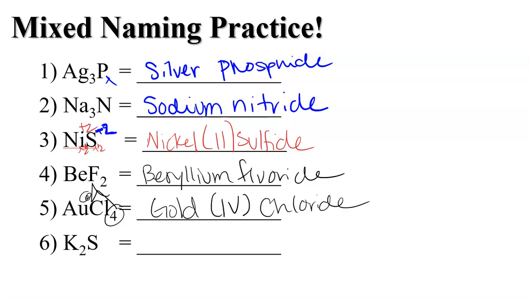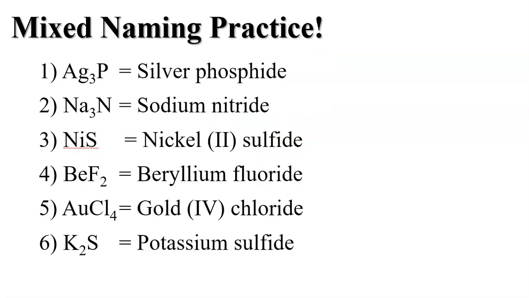Now the last one we have is potassium sulfide. Potassium is in group 1 and sulfide is in group 16. So we do not need to make an exception for this, and we're just going to write potassium sulfide. All right, here's the answers in case you couldn't read what I was saying. Make sure you go and take your quiz, and good job.